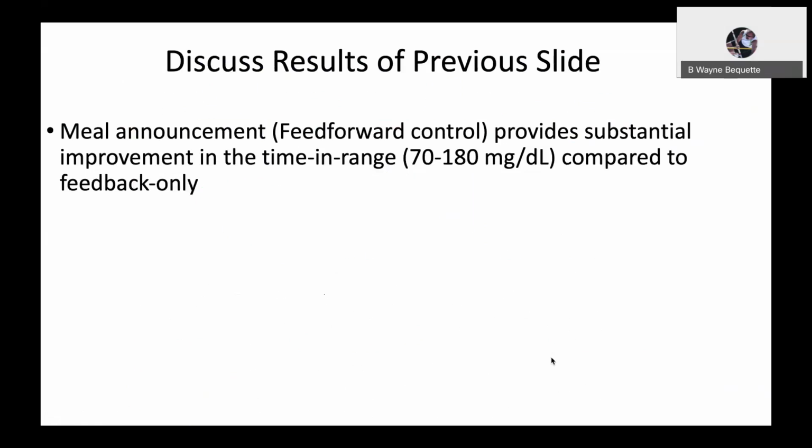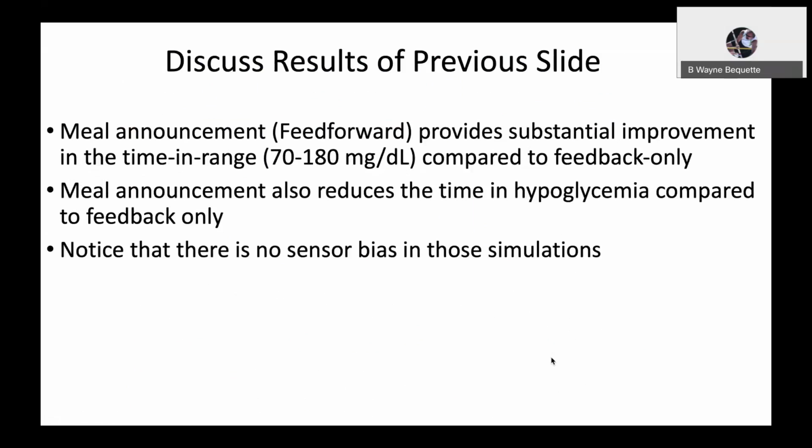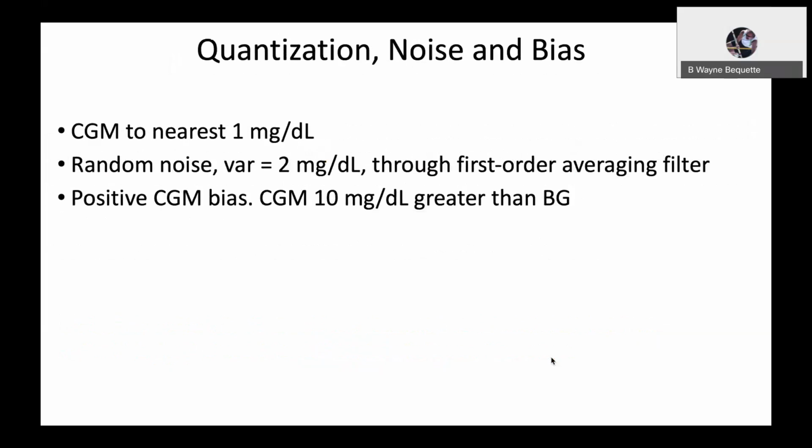So what we've shown is the meal announcement that was in the green curves with feed-forward control provides substantial improvement in the time in range that's desired, the 70 to 180 milligrams per deciliter, compared to feedback only, and also reduces the time in hypoglycemia compared to feedback only. And in these simulations, there's no sensor bias. And I should note that the combination of feed-forward and feedback is often called hybrid closed loop in the diabetes literature. Now, quantization, noise, and bias.